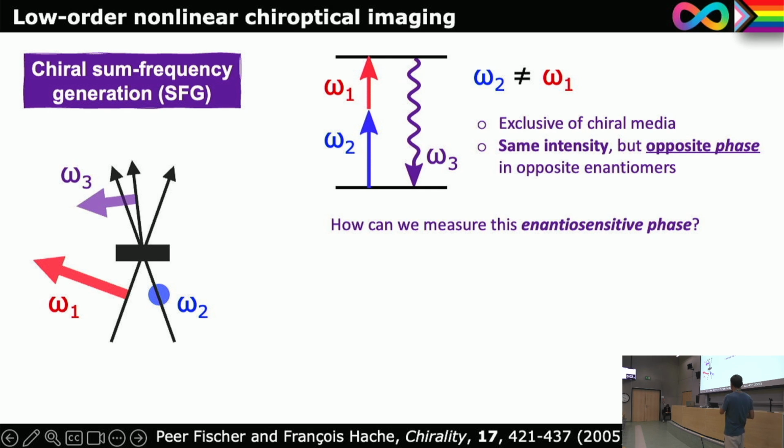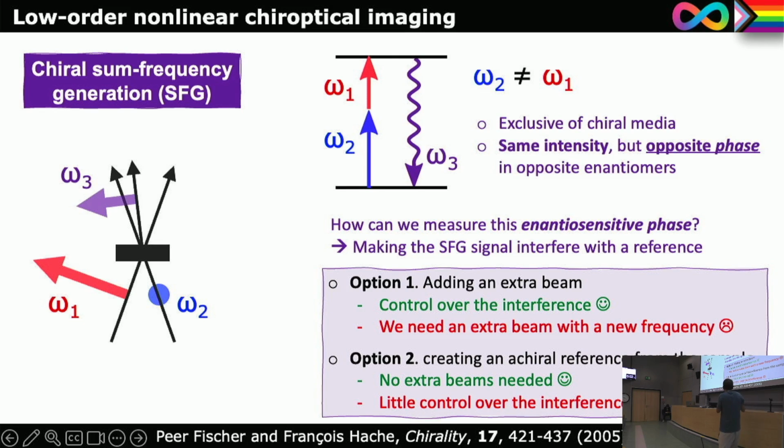If you want to know which chirality you have, you need to make this interfere with something else. This is usually done with two different approaches. You can either add an extra beam with the right frequency, which has the right polarization in the right direction, and then you can drive an enantiosensitive interference. You have full control over the interference if you control the amplitude and phase of this beam, but you need to add a new beam, which complicates things a bit.